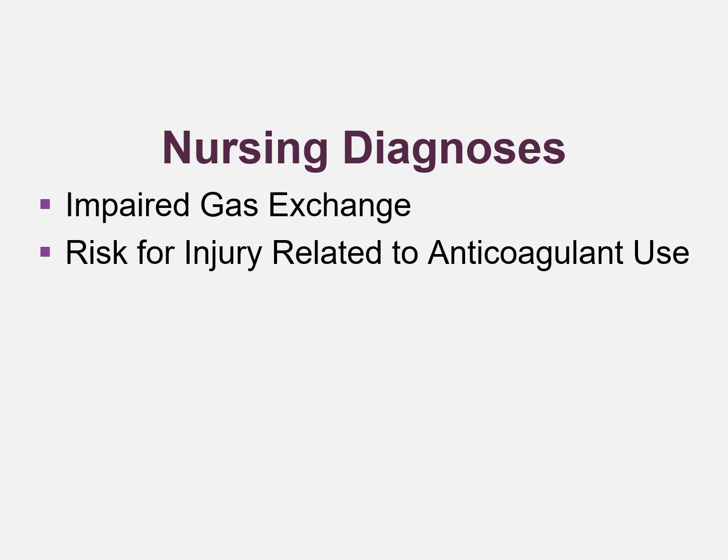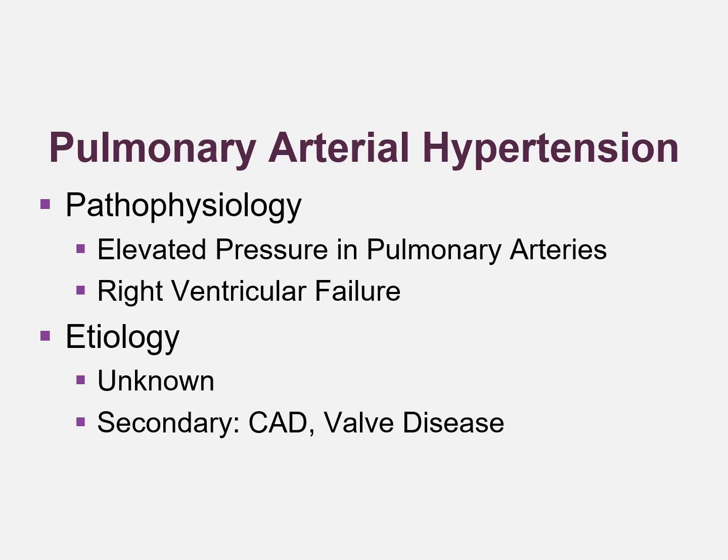So the nursing diagnoses are impaired gas exchange and risk for injury related to anticoagulant use. Pulmonary arterial hypertension is elevated pressure that occurs in the pulmonary arteries, and it can lead to right ventricular failure. We talked about this a little bit when we discussed cor pulmonale, which can occur in a patient with COPD. The etiology is unknown, and it can be secondary to coronary artery disease or valve pressure.